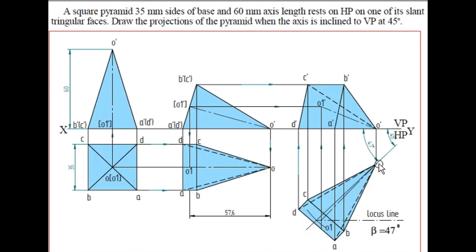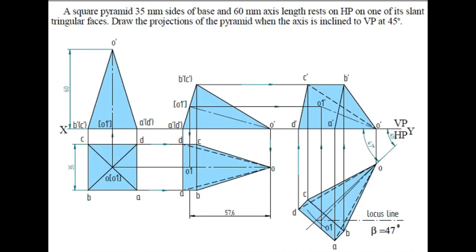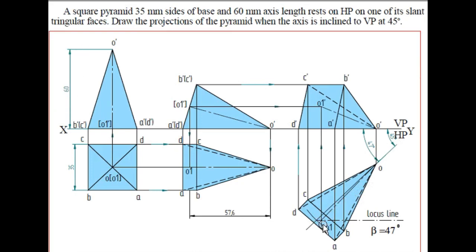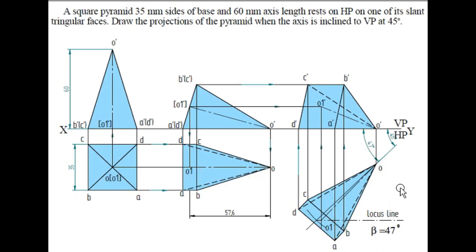Next, considering the point O, we have to cut an arc of the original length of the axis, 60 mm. Next, taking this O1 as the reference, we have to cut an arc to the locus line which has been drawn for the 60 mm length. So that we will get the O1 line.